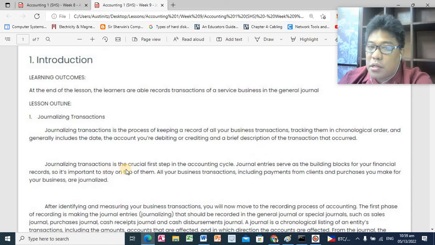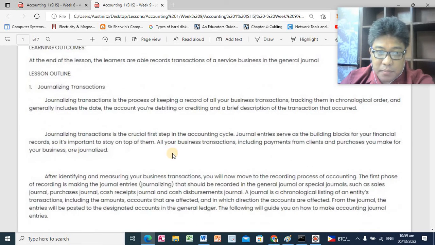Journalizing transactions is the crucial first step in the accounting cycle. Journal entries serve as the building blocks for your financial records, so it is important to stay on top of them. All your business transactions, including payments, collections, and purchases you make for your business, are journalized. So journalizing is the first.